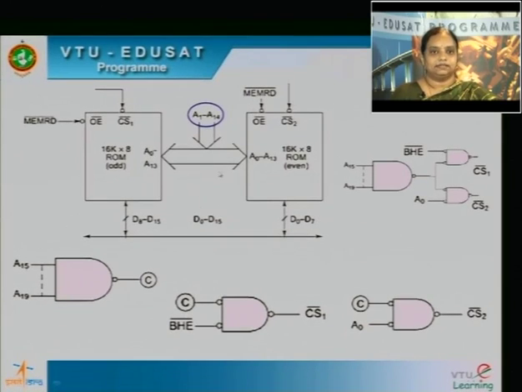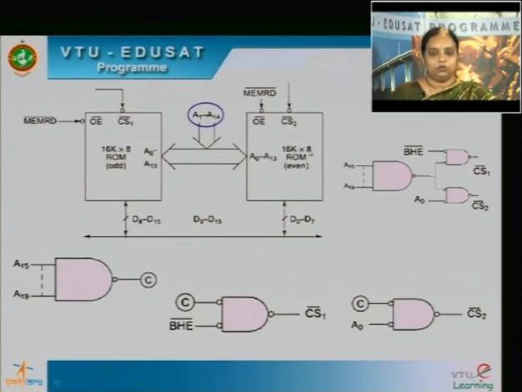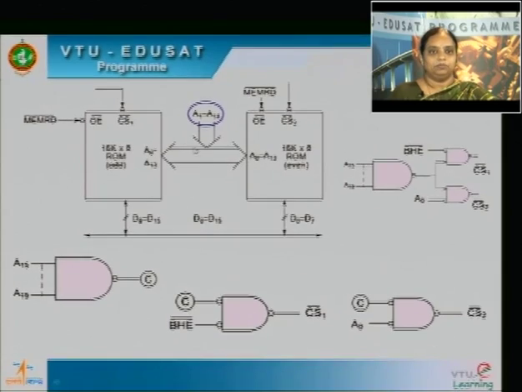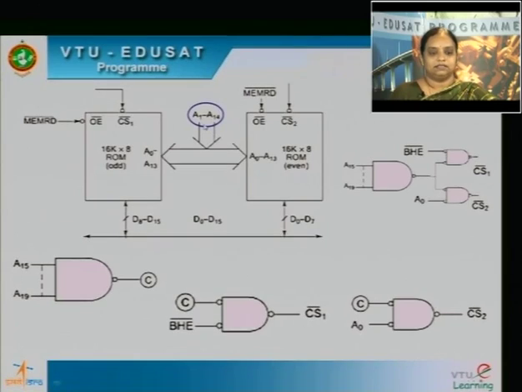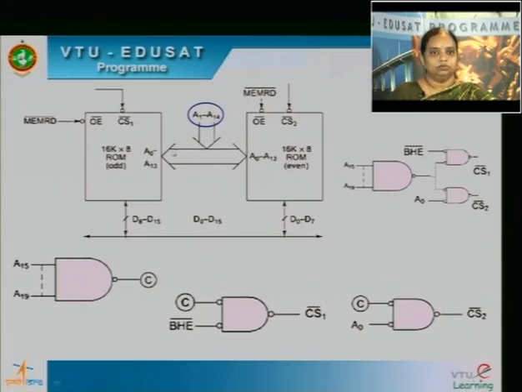What about the addresses? This A0 to A13. This is a 16K into 8 ROM. So for this 16K, I need 14 address lines, and the 14 address lines are A0 to A13. And from the processor, you don't get A0 to A13. A0 we have taken to select the banks, so remaining are A1 to A14. A1 to A14 you use to select both the banks.